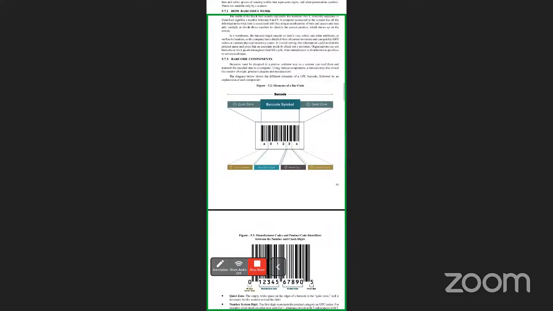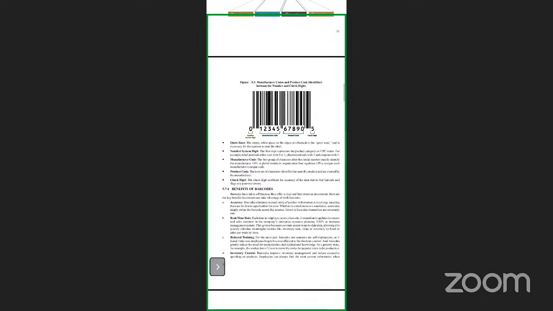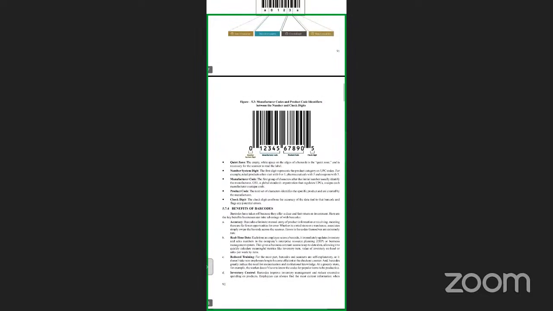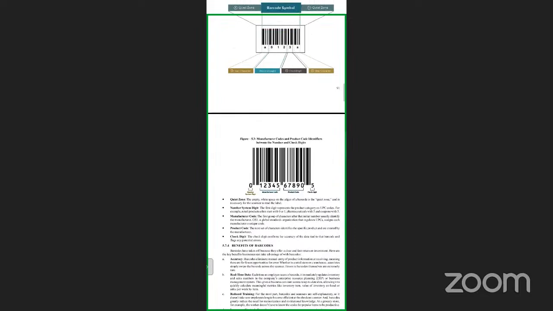And you can just look at here, number system digit. The first digit represents the product category on UPC codes. For example, if it is a retail product, it starts with 0 or 1. And if it is a pharmaceutical product, it starts with 3 and coupons with 5. So, and manufacturer code, we have the separate thing. You can just look at here. The first group of characters, that initial number, usually identifies the manufacturer, and GS1, a global standards organization that regulates UPCs, will assign a unique code to each manufacturer.